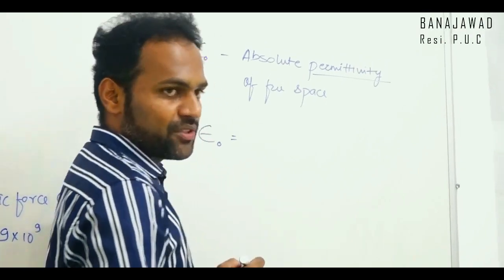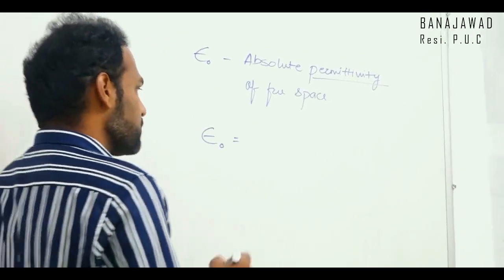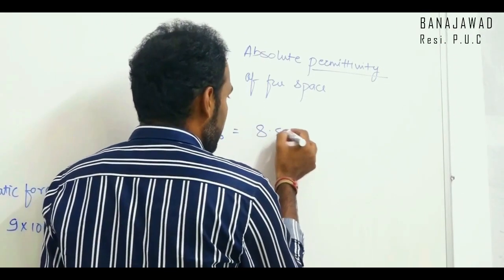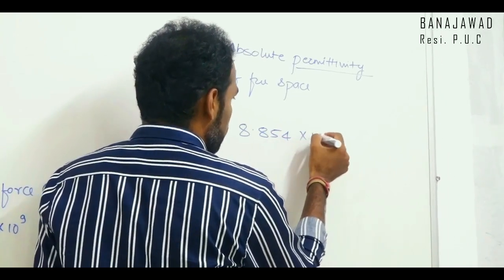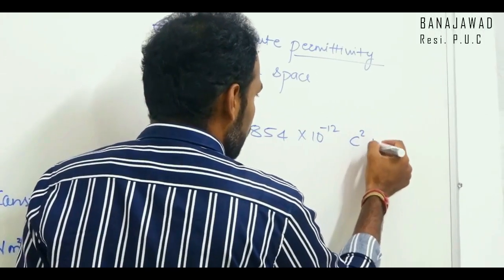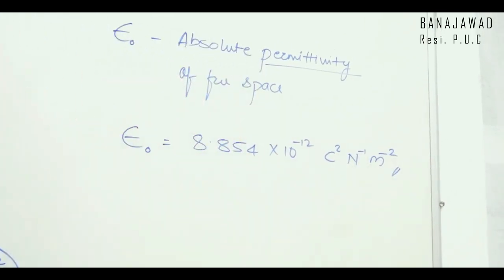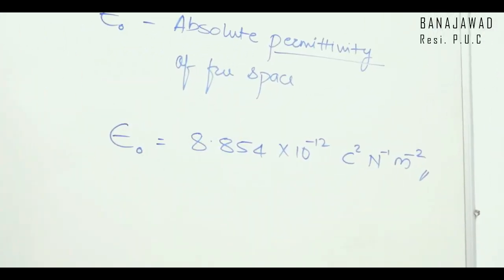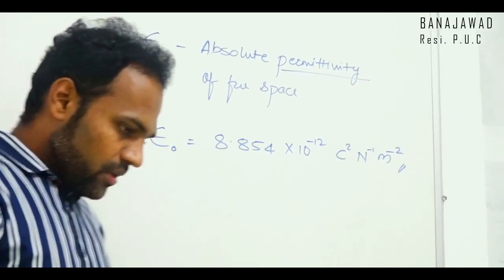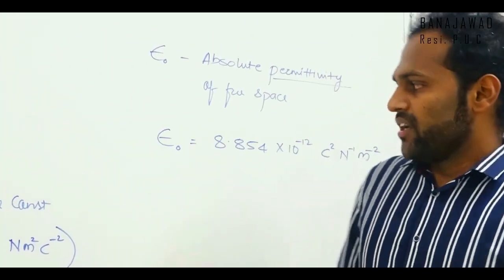Permittivity of free space, the absolute permittivity of free space, that is epsilon naught. It is 8.854 into 10 to the power minus 12 coulomb square per Newton per meter square. So this is said to be the value of epsilon, the permittivity of free space. We should know these standard values clearly.